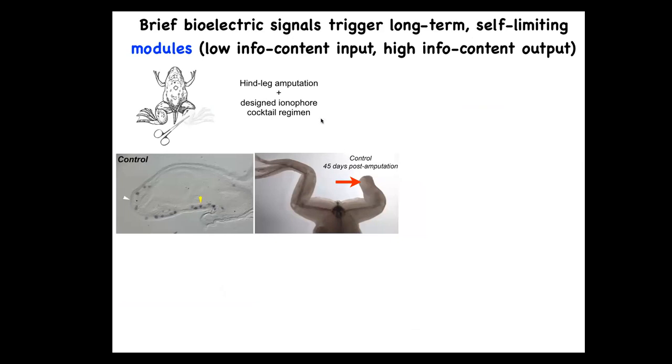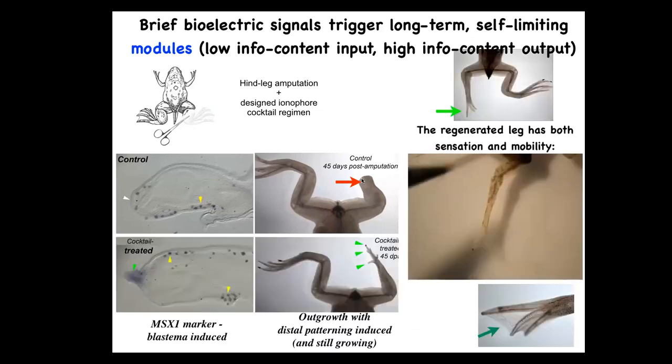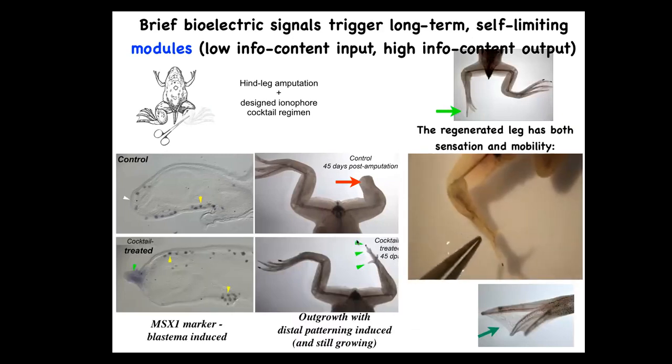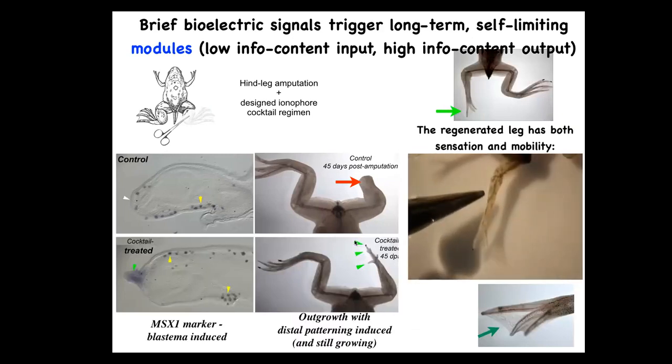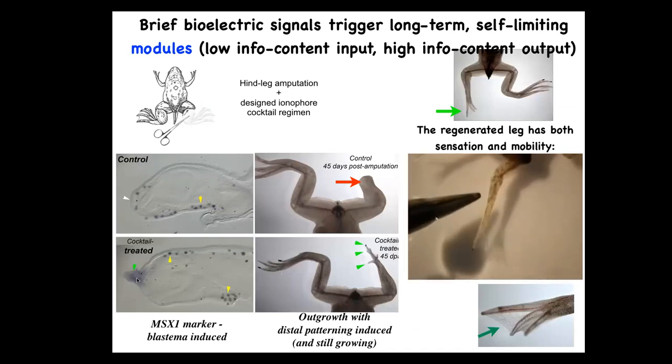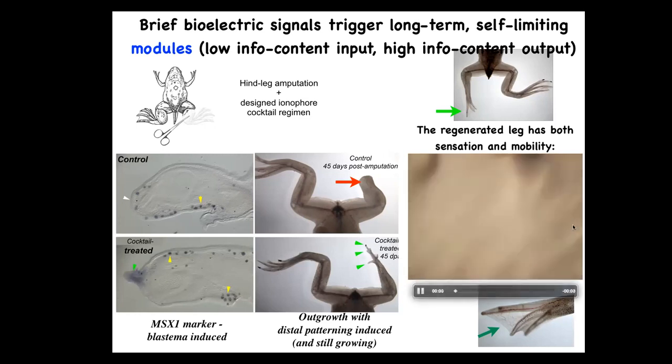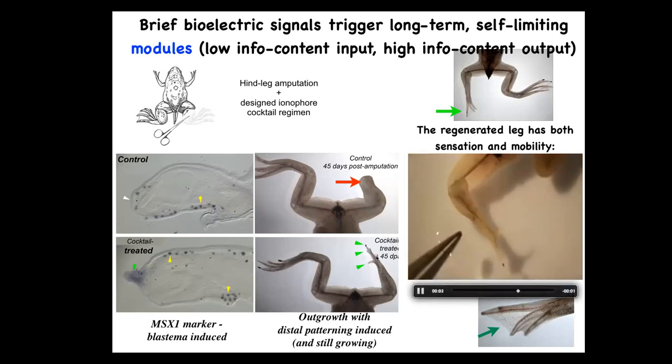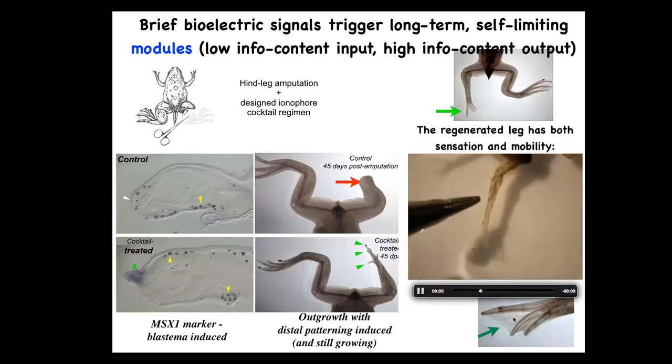This is an example of what we've done. So in the frog, you cut off the leg. 45 days later, there's nothing. It doesn't regenerate. However, if you apply a cocktail of ionophores that sets up a particular bioelectrical state, then within a couple of days you get an MSX1 positive blastema, and by 45 days you've got some toes, you've got a toenail, eventually a pretty respectable leg that is touch sensitive and motile.